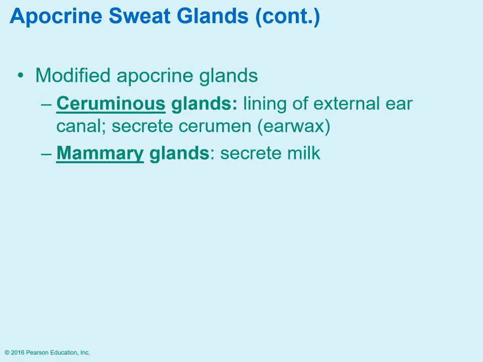There are some modified apocrine glands. Modified ones in the external ear canal do produce cerumen, which is earwax, that's supposed to help keep substances from getting in the ear. It's supposed to naturally flow out of the ear and basically trap any foreign debris and bring it out with it. And then mammary glands, which of course are going to secrete milk.